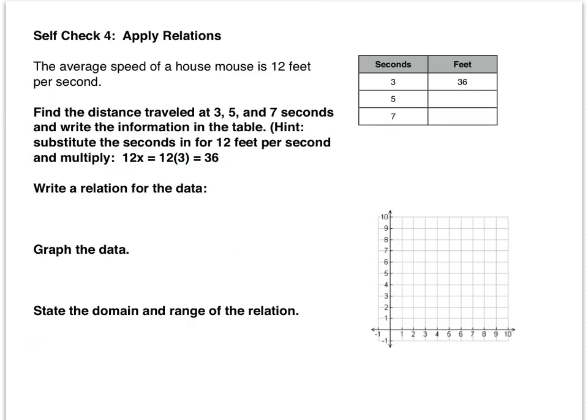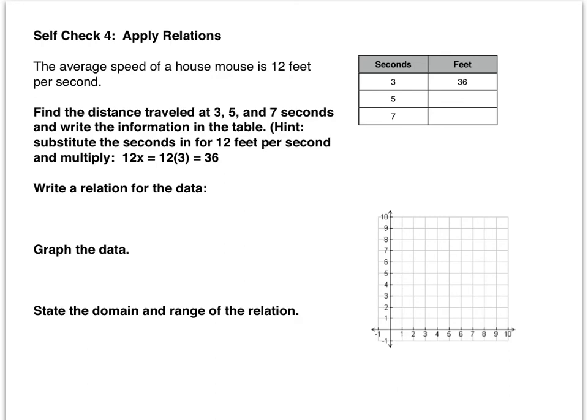In Self-Check 4, it's asking you to apply relations. It says that the average speed of a house mouse is 12 feet per second. It wants you to find the distance traveled at 3, 5, and 7 seconds and write the information in the table. So this time, instead of giving you the information, it's asking you to find it on your own. I've given you a little bit of a hint that you need to substitute the number of seconds in for x in 12 feet per second, which can be written as 12x, and then multiply.